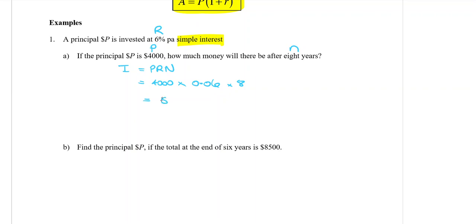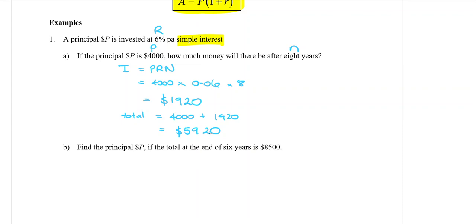Times that all together, you get, has anyone gone ahead? No? 1,920. That's right. Okay, the question says, if the principal is $4,000, how much money will there be at the end of 8 years? Have I answered the question? No. So it's actually, in a slightly sneaky way, asking me for the total amount that I will have at the end. So the total is simply the starting $4,000 plus the $1,920 that you've earned in interest. So we now have $5,920.